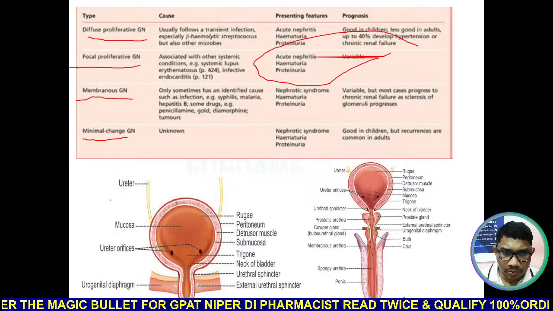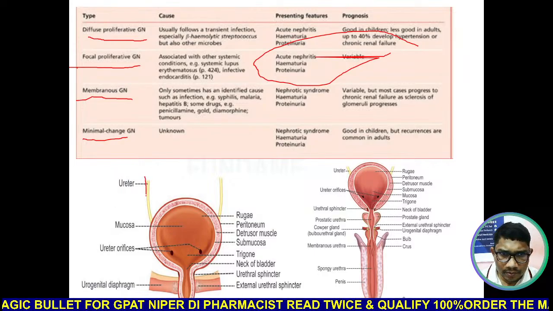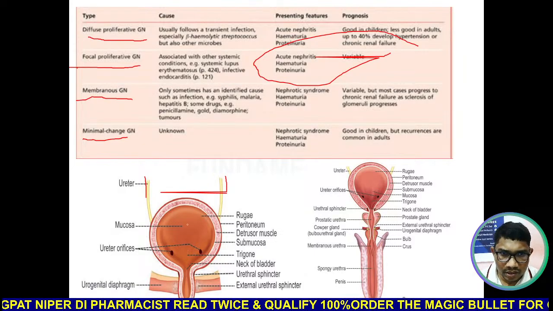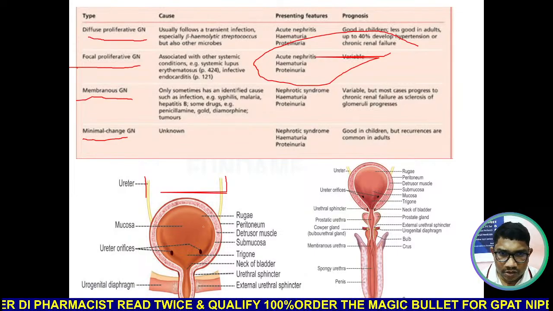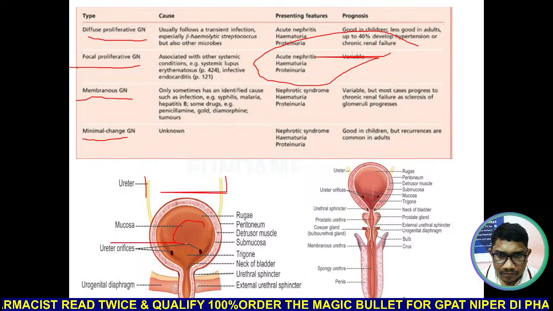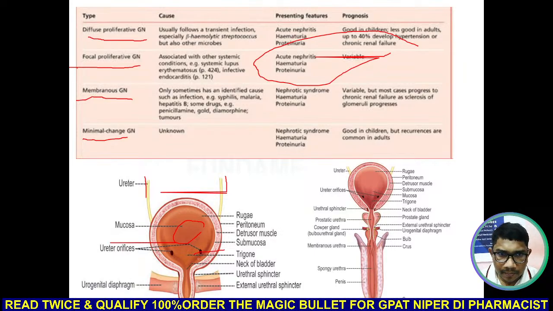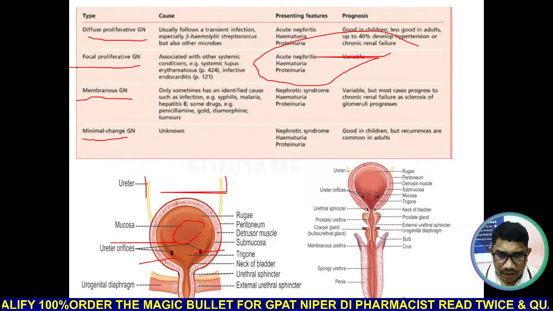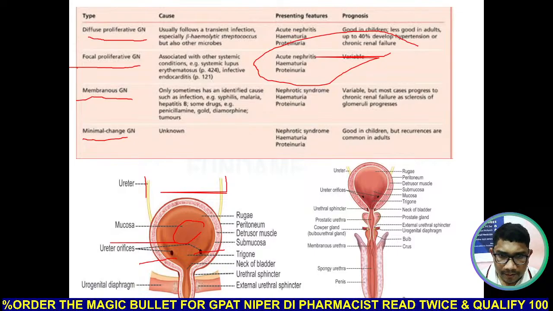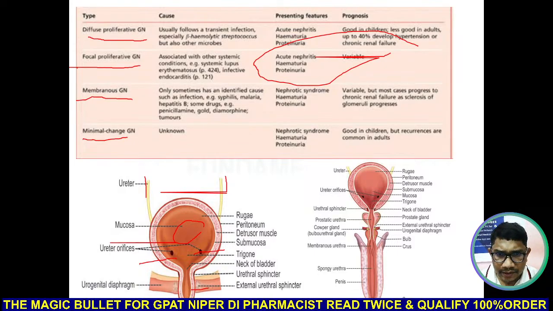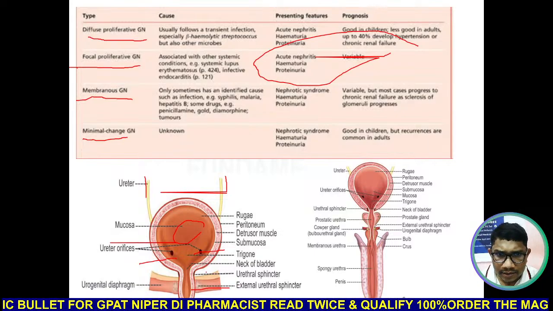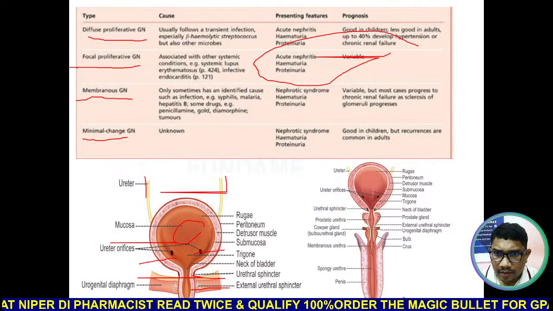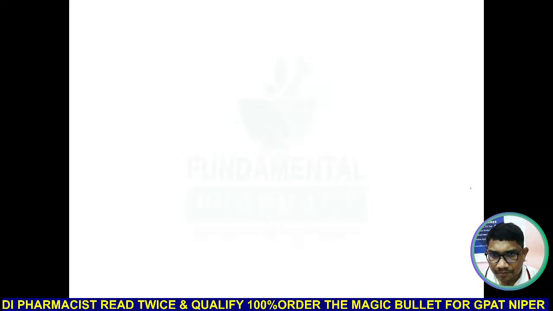This is the ureter, structure of ureter. There are two ureters. This one is the urinary bladder. This part is known as the trigone. This is the ureteral orifice, the opening of the ureter. This is known as the external sphincter and this is the internal sphincter.